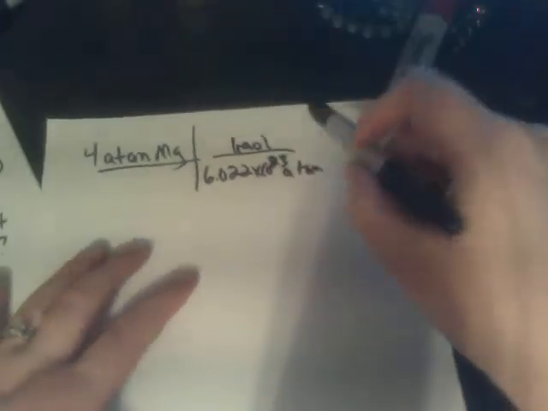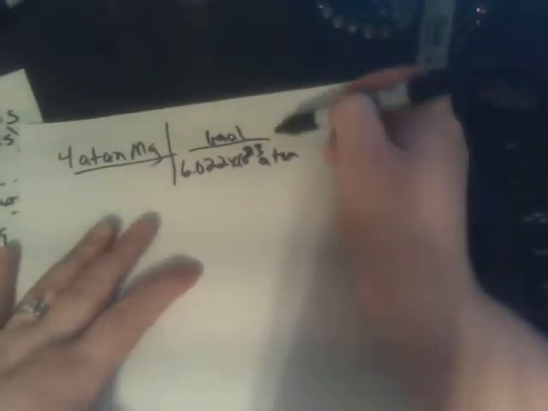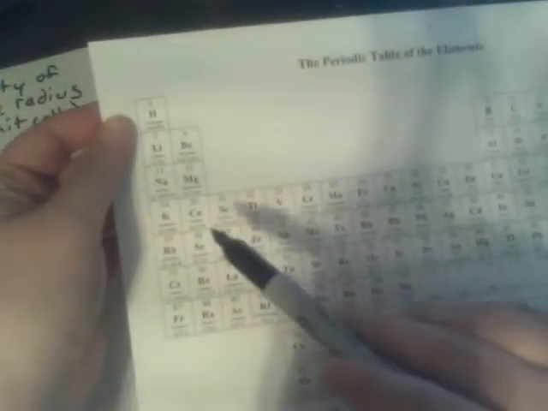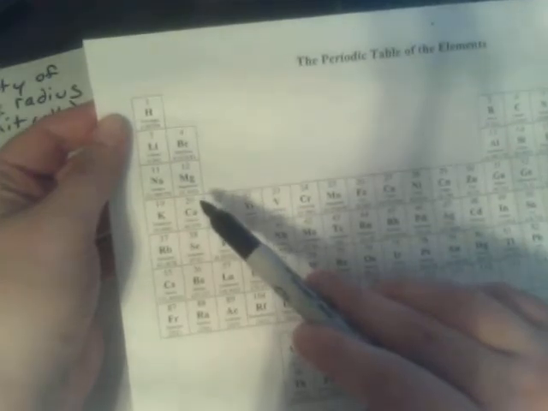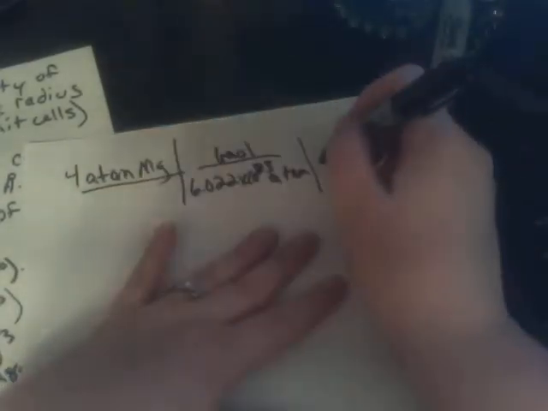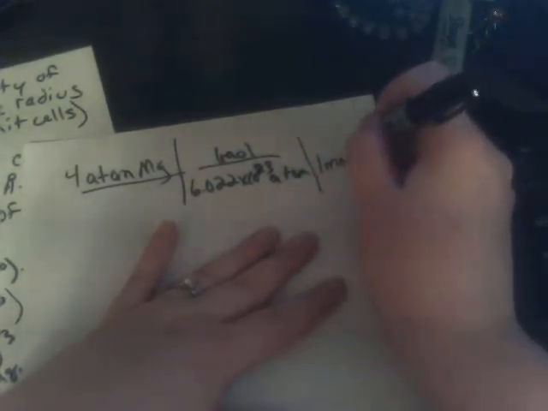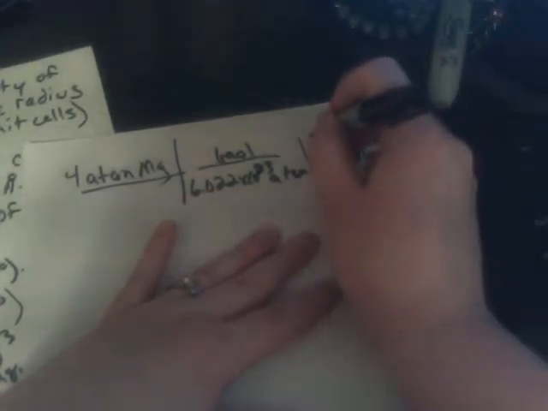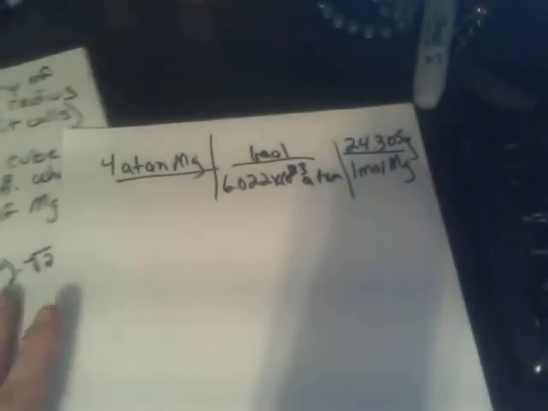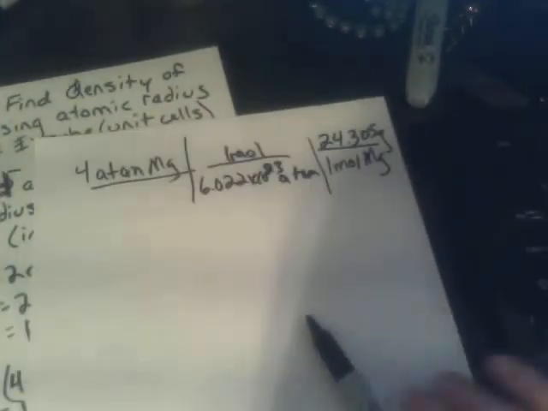Now I'm in the unit of moles, which is great, but that doesn't help me all the way. I need to turn moles into grams. How do I do that? With a periodic table. Magnesium has a molar mass of 24.305, so 1 mole of magnesium is 24.305 grams. That's how you find the mass of 4 individual atoms.